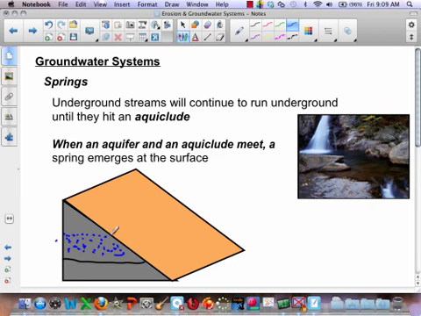And normally, if I'm on a slope, that would just keep going, right? Well, the problem is the aquiclude prevents that from going down. So what's going to happen at the aquiclude is we start getting natural springs that start to flow from the groundwater seeping out. And that's how we get natural springs.